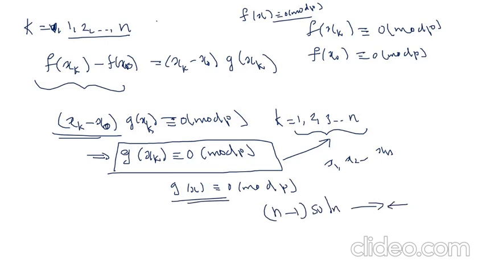This is because we assumed that f of x congruent to 0 mod p has more than n incongruent solutions. Therefore, we can say that f of x congruent to 0 mod p has at most n solutions. Therefore, the result holds for n also. Hence, the result holds for every integer. This is the proof of Lagrange's theorem.